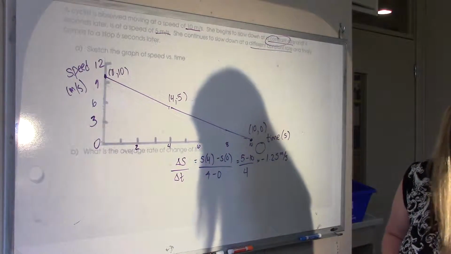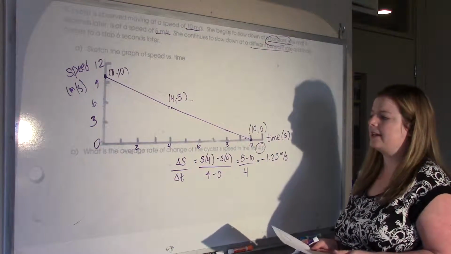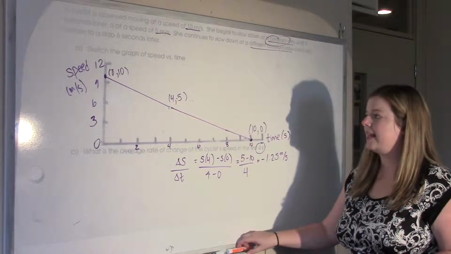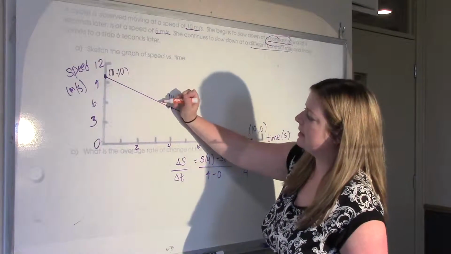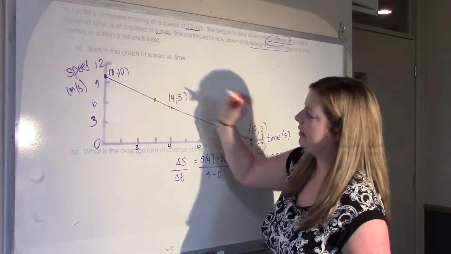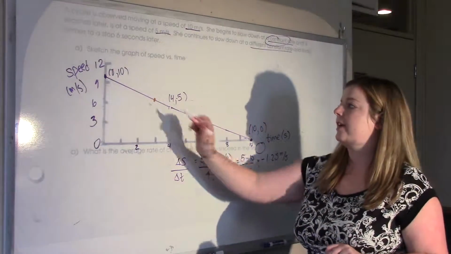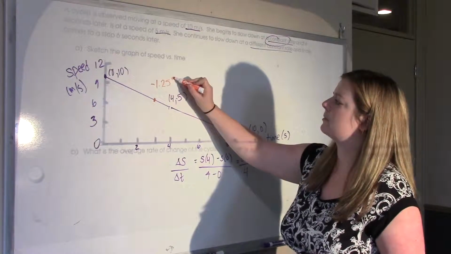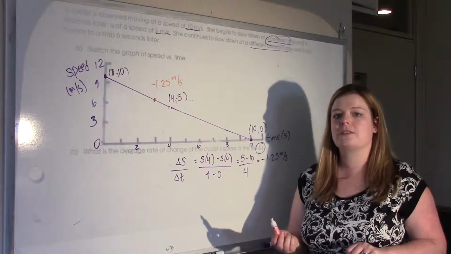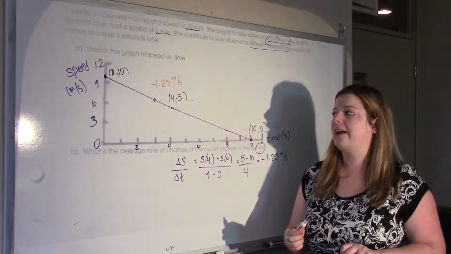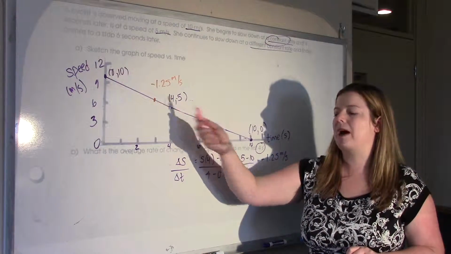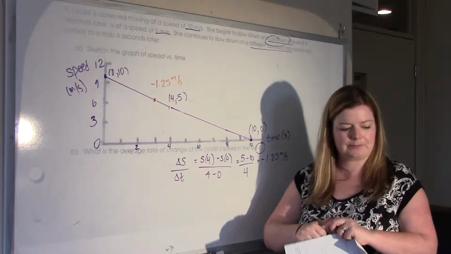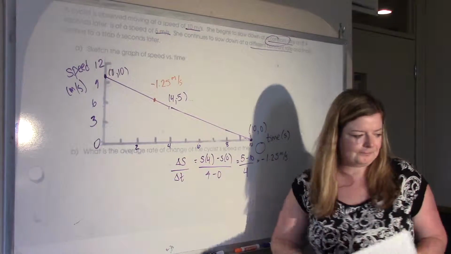Okay, if you turn to the next page, part C says, what is the instantaneous rate of change at 3 seconds? Well, if you refer back to this graph, the instantaneous rate of change is what's happening right here at 3 seconds. Well, the rate of change over this whole time period is minus 1.25 meters per second. So that's the rate of change at that moment. Okay, also you can think about it is that the slope at that line is minus 1.25. So that's the answer for C, which is on your next page. All right, we have one more question to do today.